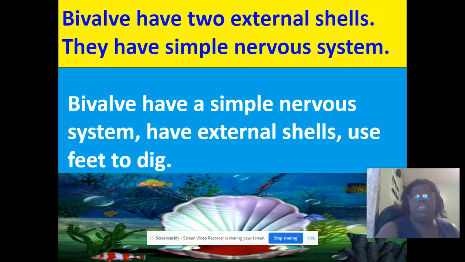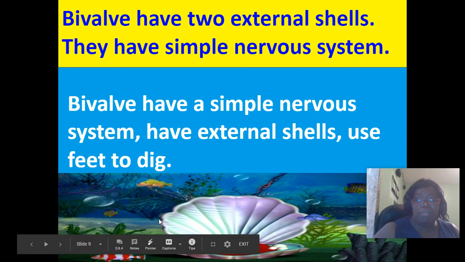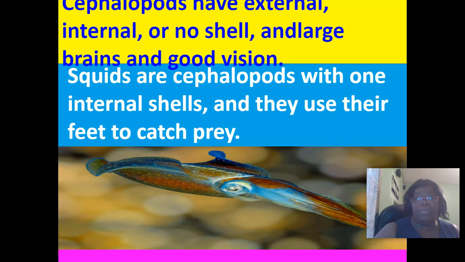Bivalves have two external shells and they have simple nervous systems. Bivalves have a simple nervous system, have external shells, and use feet to dig. And if you can see right here, there's a picture of the little clam, and that clam has two shells. So they open up. Oysters also would be like a bivalve. Our next type of mollusk is cephalopods. They have external, internal, or no shells, and they have large brains and good vision. Squids are cephalopods with one internal shell, and they use their feet to catch prey.